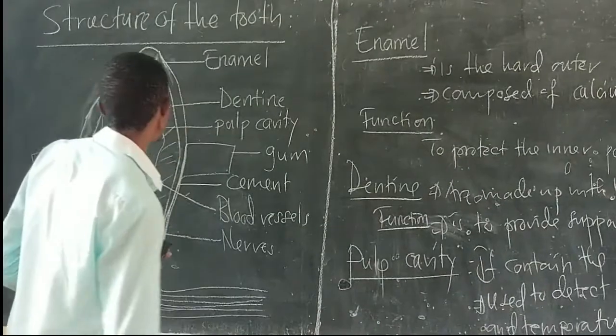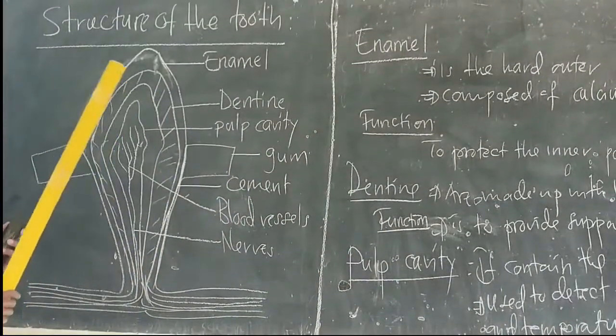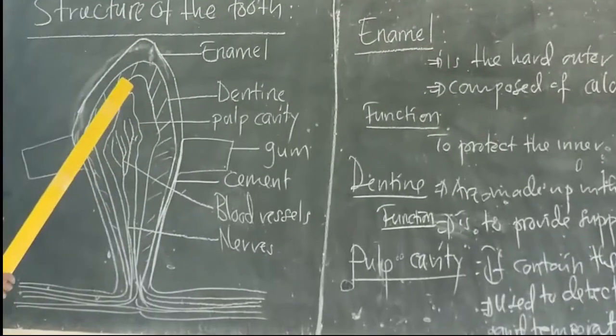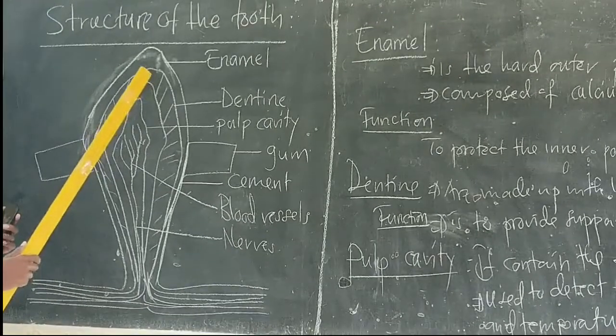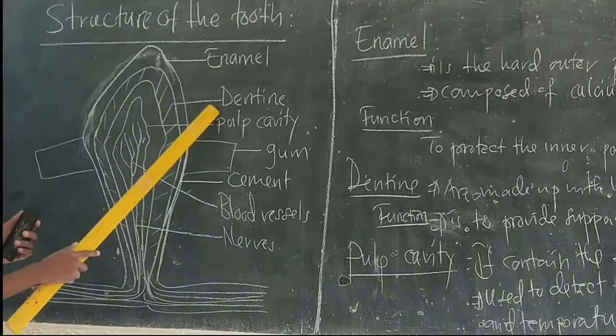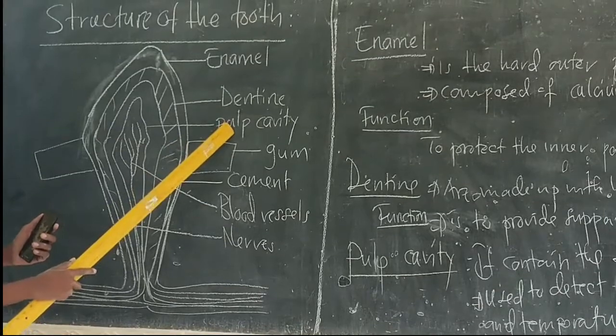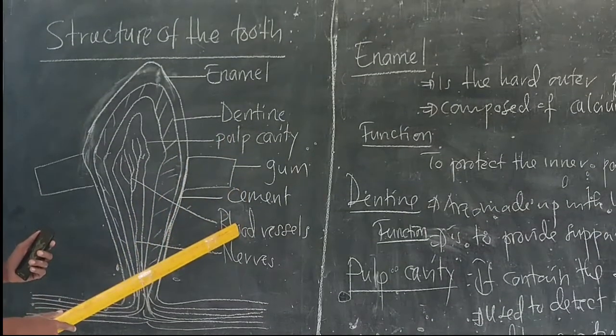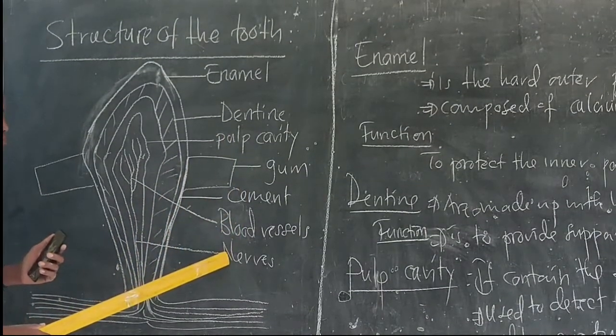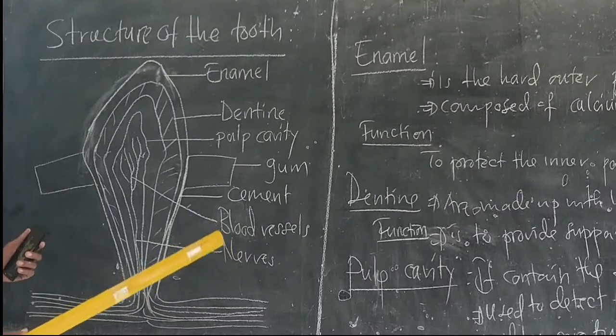Let us continue to see the structure of the tooth. The structure of the tooth. This one just shows the inner structure of the tooth. We have enamel, we have dentine, we have pulp cavity, we have gum, we have cement, we have blood vessels, and the nerves. So let us see the enamel.